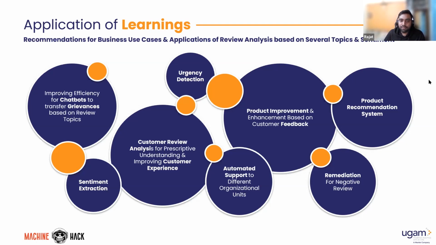First is product improvement, for example regarding one product. You have several customer reviews, so based on that you can model around it so that this particular product sells more. Let's say you have a product which has a negative review, then you can do remediation around it. Then we can also have a product recommendation system: based on the sentiments that we are getting, we can do semantic analysis over that data and build a recommendation system around it.